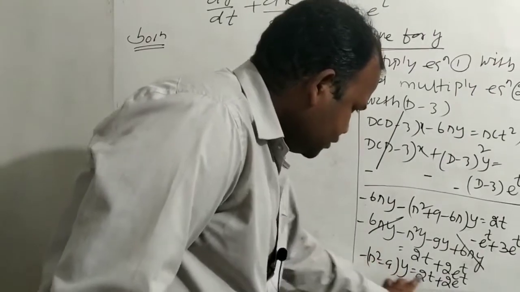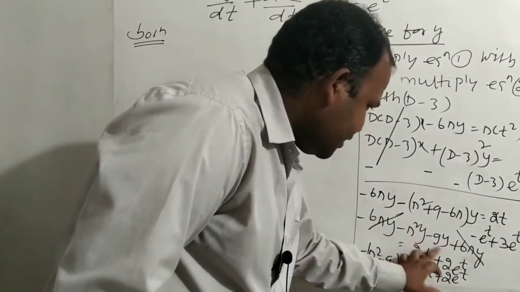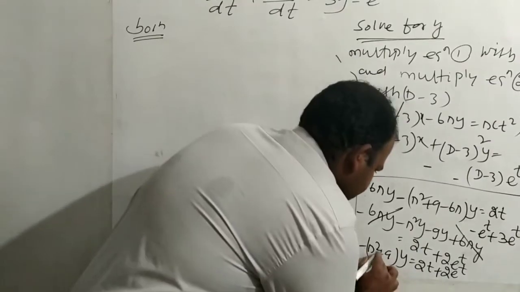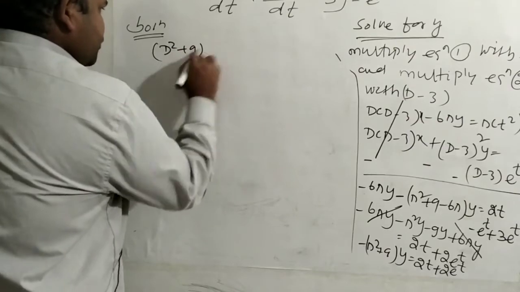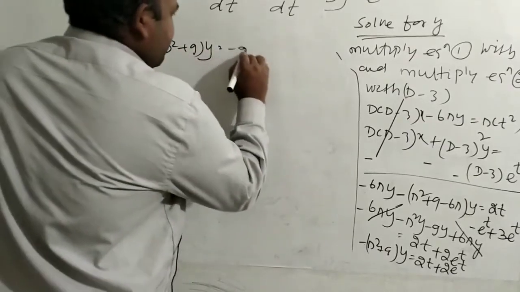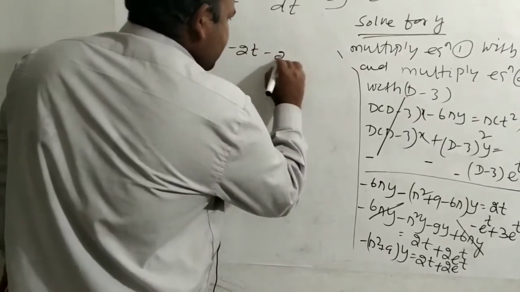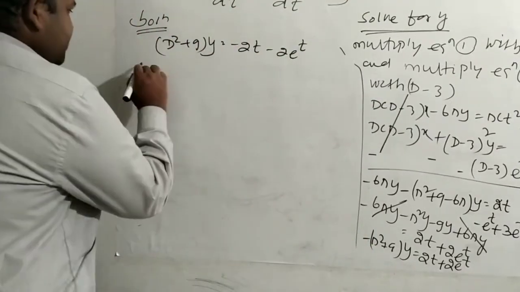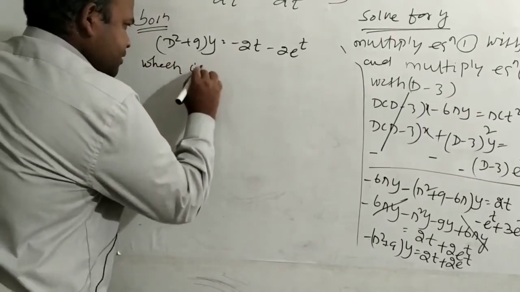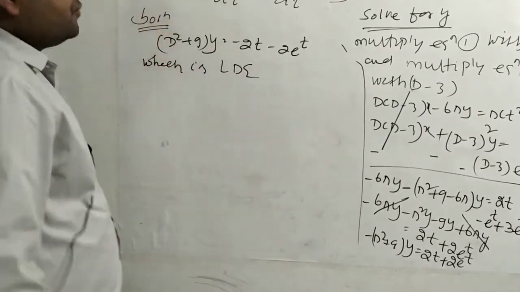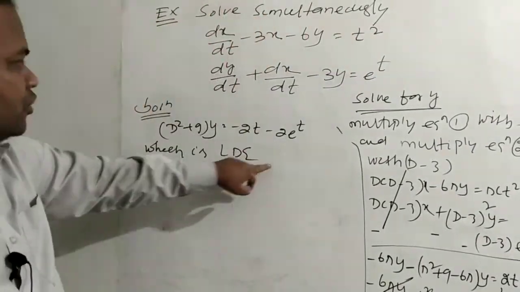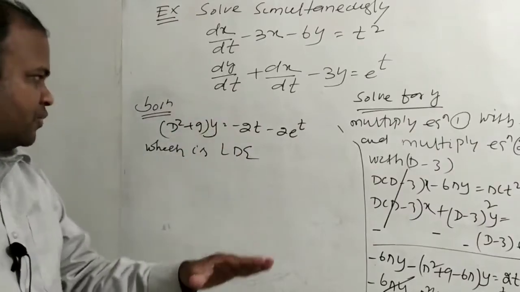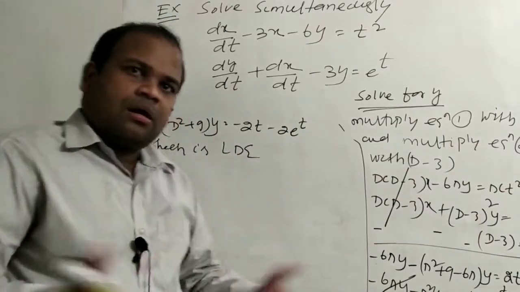So minus will be common, 2t plus 2 e raised to t, so minus d square y minus 9y, either minus will be common, so this will be plus. So now this is d square plus 9 into y equals to minus 2t minus 2 e raised to t. So now this is a linear differential equation with constant coefficient. The simultaneous linear differential equation is now converted into LDE. So now you will solve by using shortcut, general, or the method of variation of parameter.